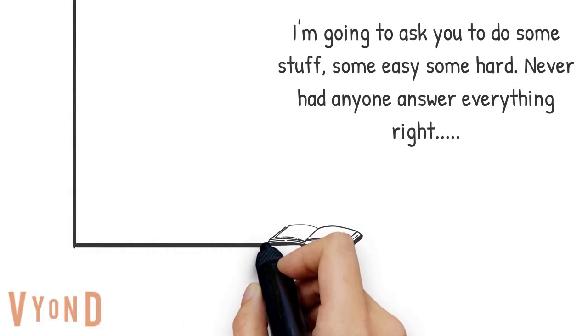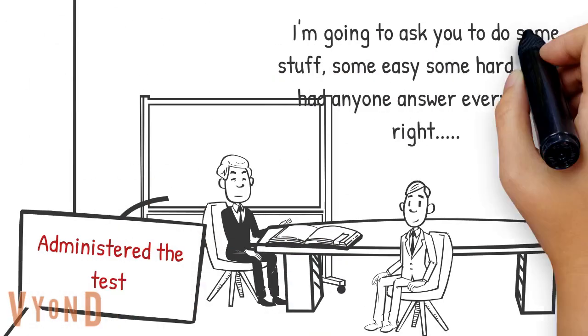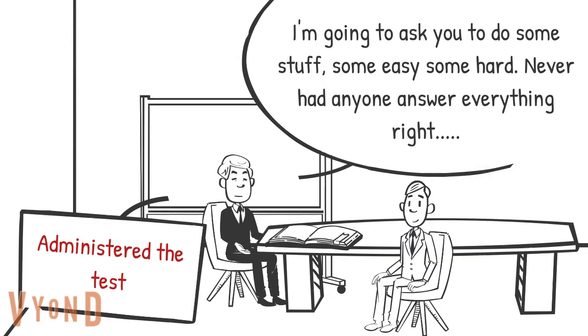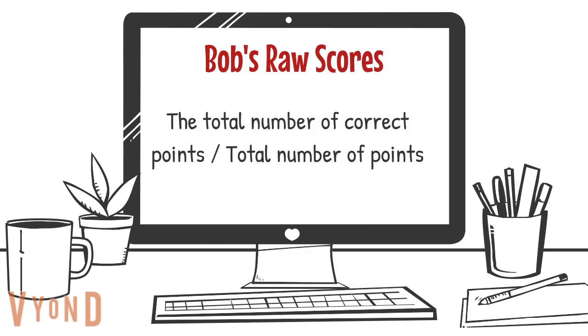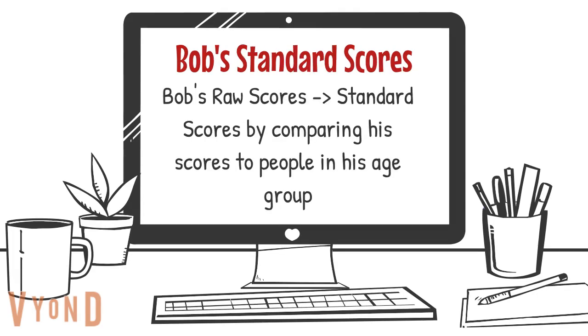So the first step is that you administer the test to the examinee and then get their scores. So you administer the WAIS or the Stanford-Binet to the examinee, and then you get what's called their raw scores. Let's just say Bob was administered the Wechsler Adult Intelligence Scale. He would get his raw scores, which would be the total number of points that he earned on each subtest, which is usually based on the amount of correct responses he received. Bob's raw scores are then converted to a standard score, which is done by comparing his score to other people in his age group. That is how mental age is calculated.